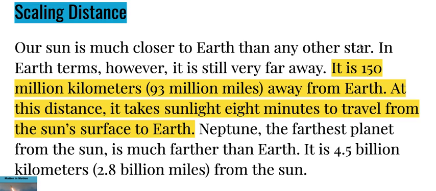Neptune, the farthest planet from the sun, is much farther than Earth. It is 4.5 billion kilometers, 2.8 billion miles, from the sun.